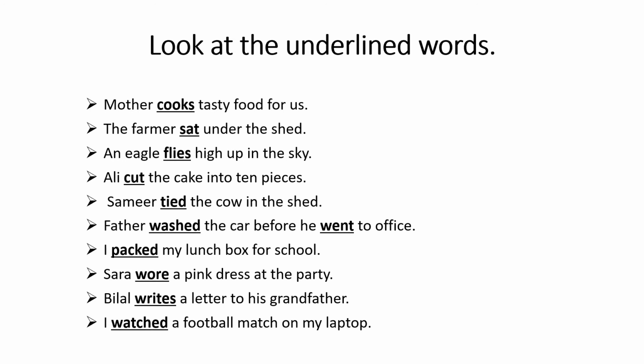The farmer sat under the shed. Okay, now what did the farmer do? Yes, the farmer sat under the shed. The farmer sat. So that's the action. An eagle flies up in the sky. Now the action done by the eagle is flies. An eagle flies. So that's the verb over there.